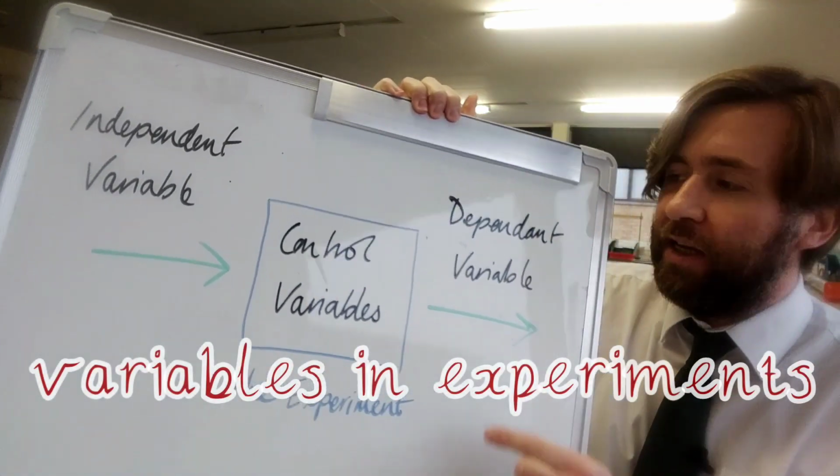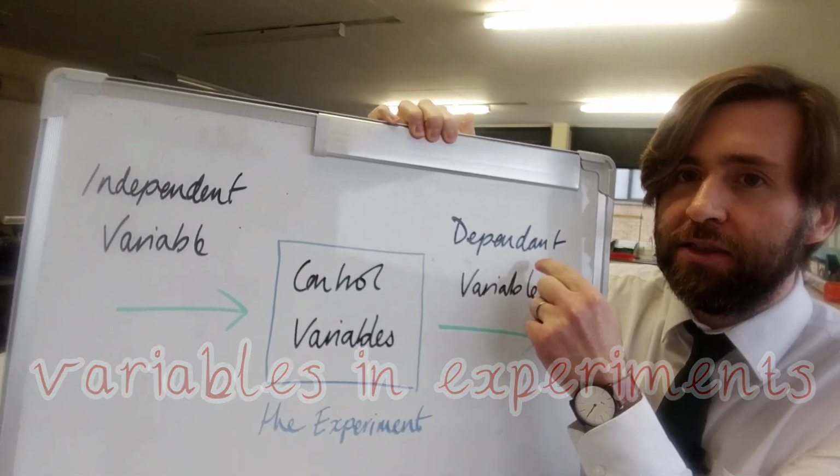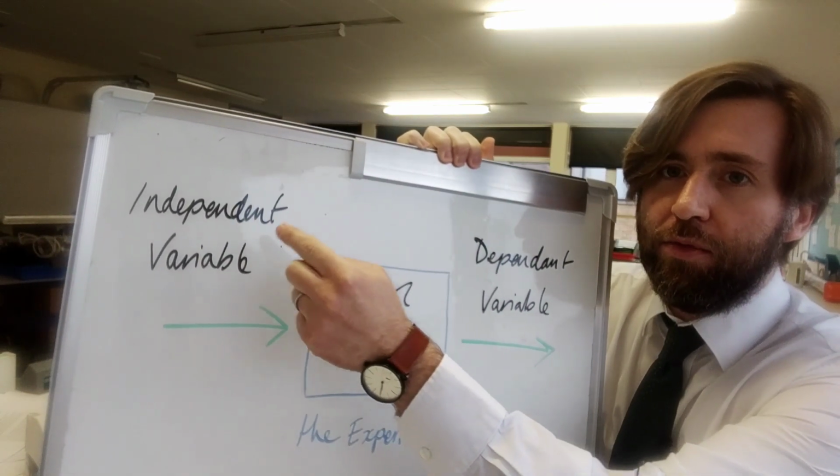That's your key to understanding that. The dependent variable depends upon whatever value the independent variable was.